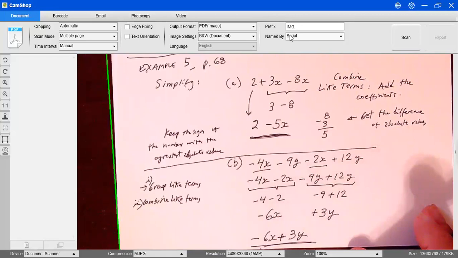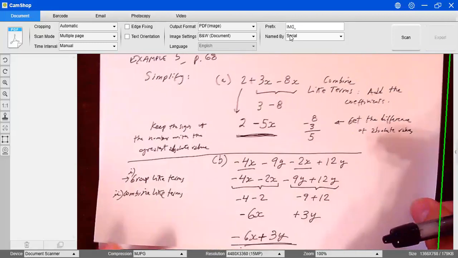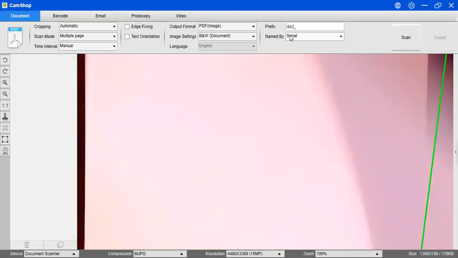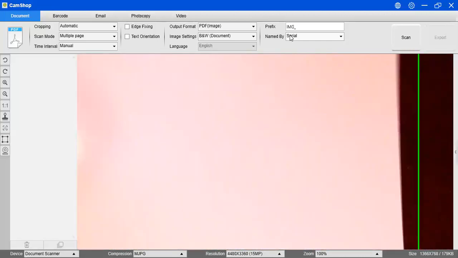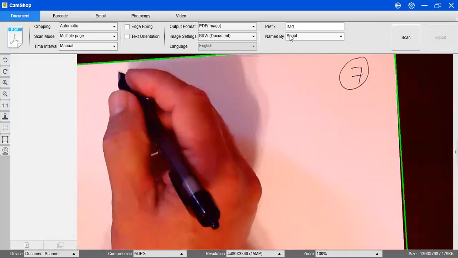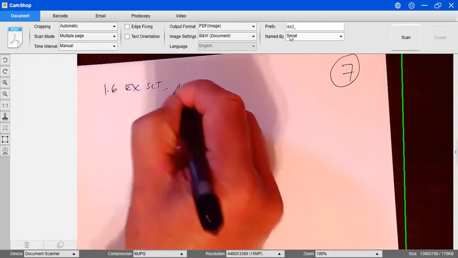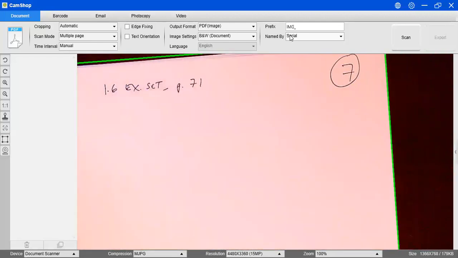So we're gonna have now exercises for you to work on. So these are exercises to prepare for the final submission that you're gonna have to do after you finish watching this lecture video. So let me write the exercises for you. So these are exercises from 1.6, exercise set on page 71.